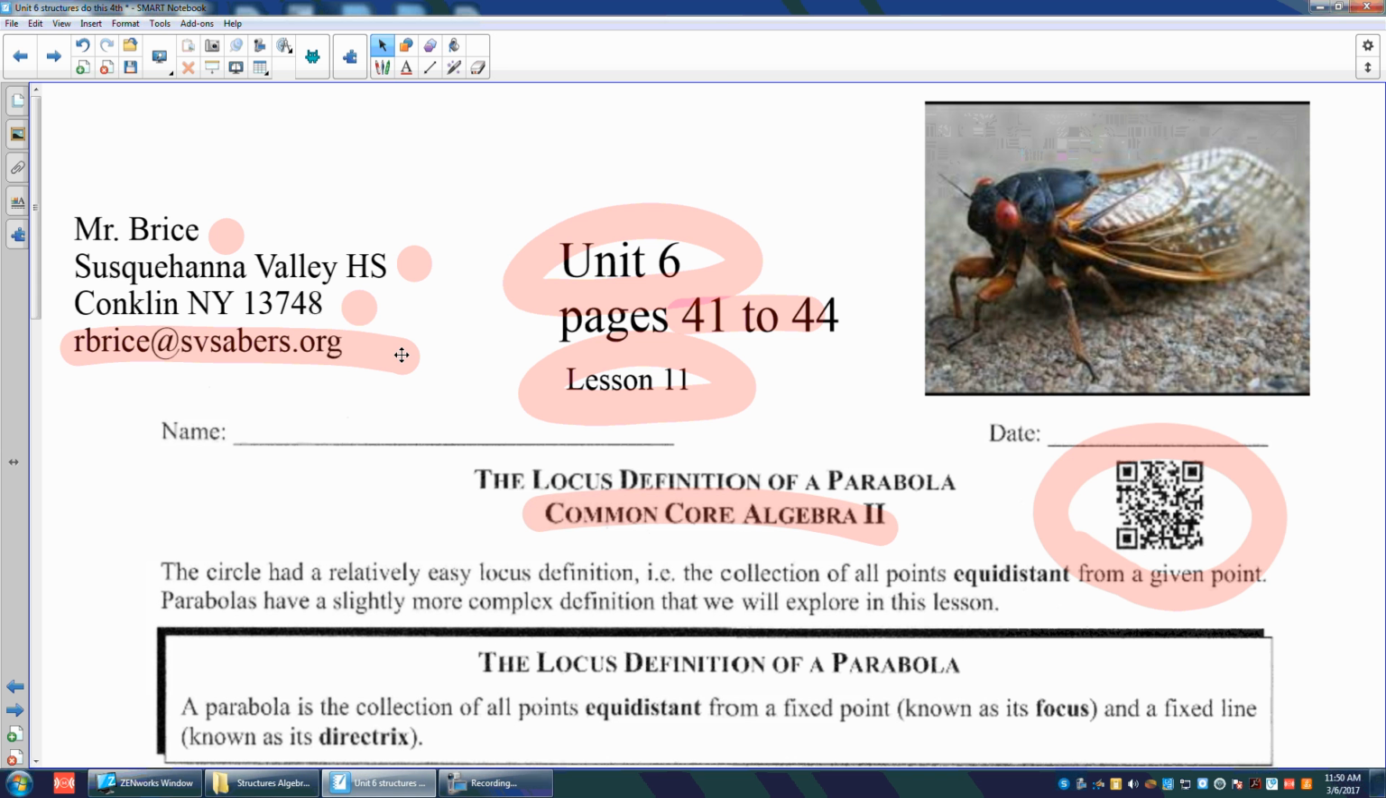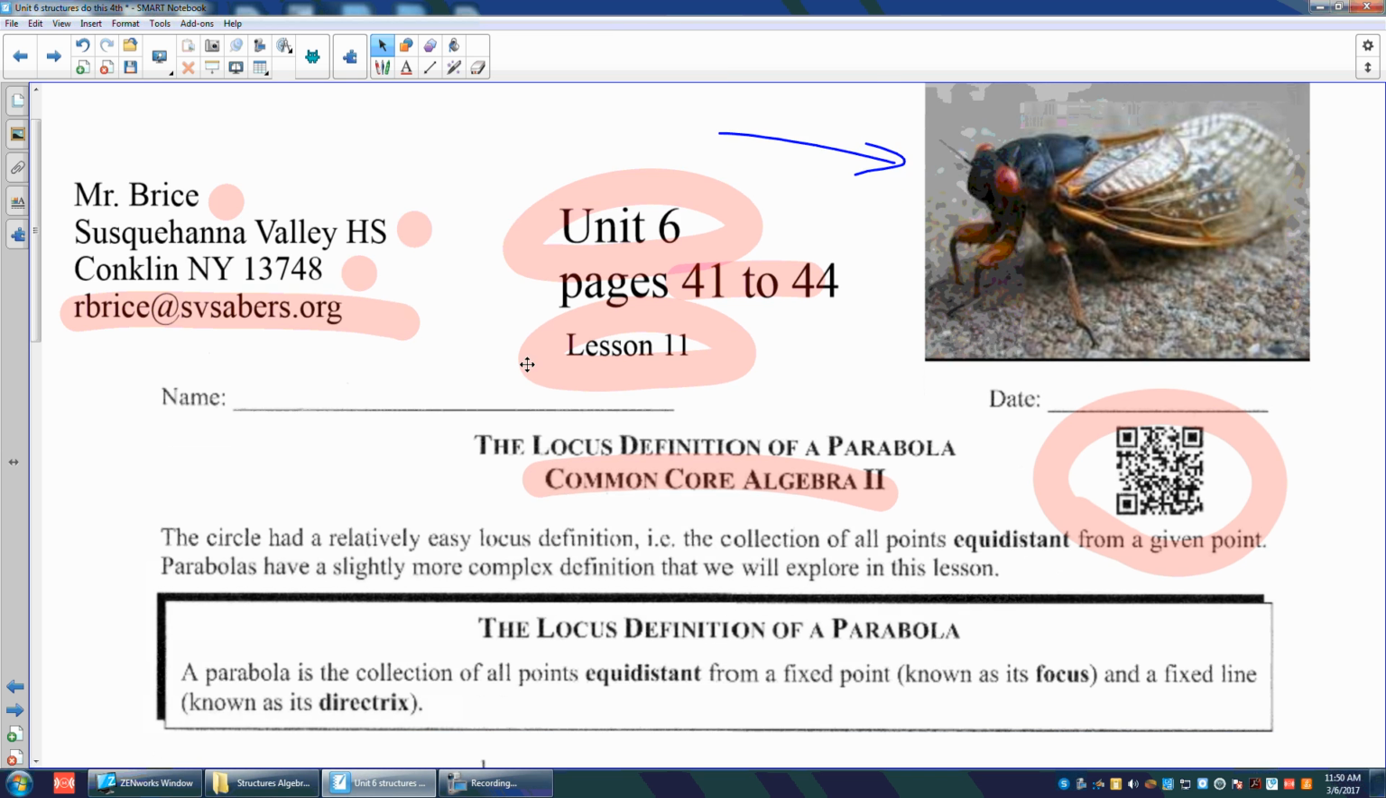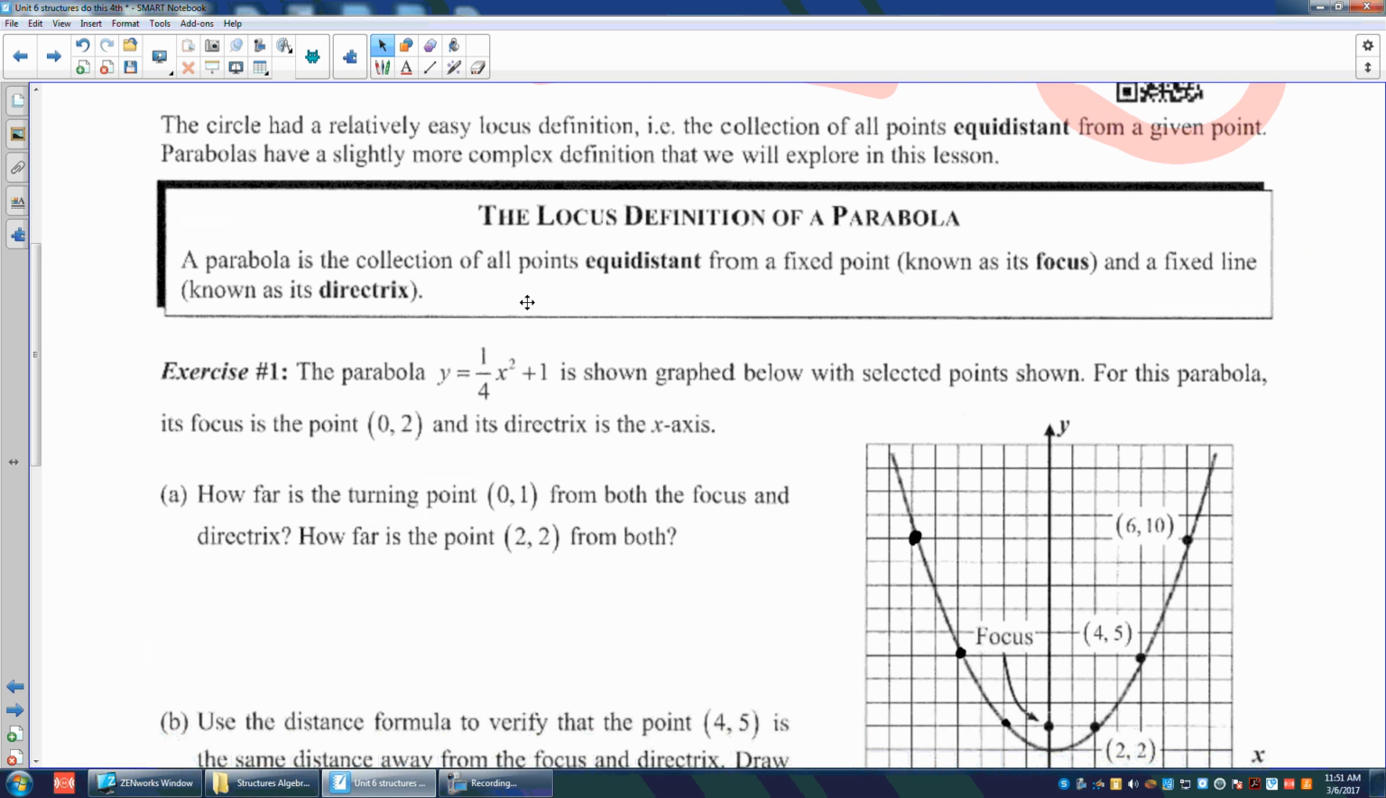We are going to be talking about locus. No, not that kind of locus. We're going to be talking about locuses of a parabola. The definition of a locus of a parabola: the collection of all points equidistant, that means same distance, from a fixed point known as its focus, and a fixed line known as its directrix.